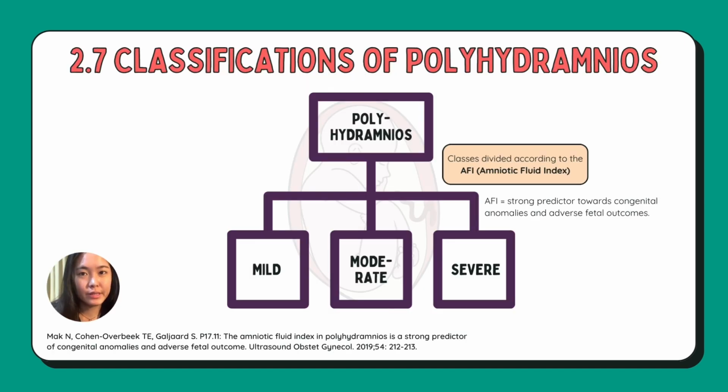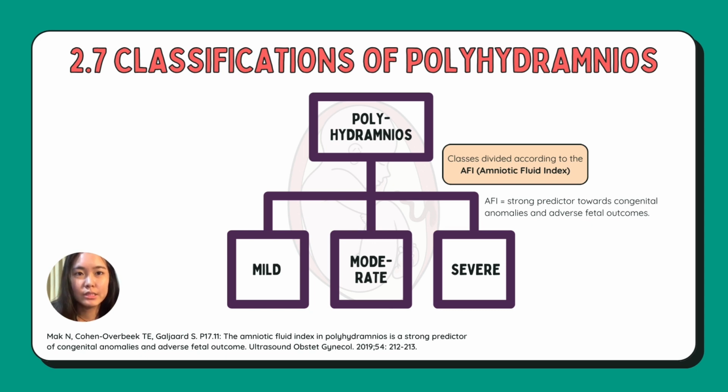Polyhydramnios is divided into 3 classes according to the amniotic fluid index or AFI. The first one is mild with an AFI level of 24 to 30 centimeters. And then the second one is moderate with an AFI of 30 to 35 centimeters. And the last one is severe with an AFI level above 35.